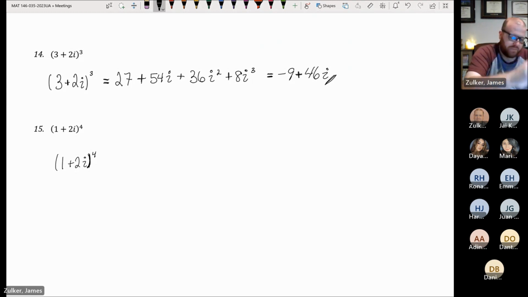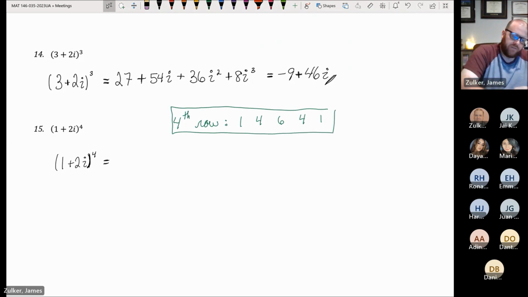Okay, so for this problem, I'm again going to use binomial theorem. Which means that we need the fourth row of Pascal's triangle. 1, 4, 6, 4, 1. First term will be 1 to the 4th times 1, just 1. Plus 1 cubed times 2i, which is 2i, times 4.